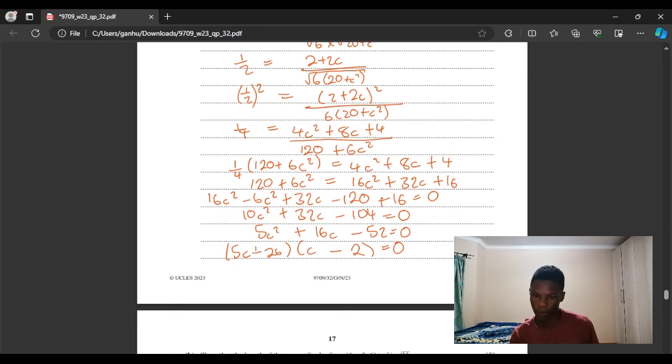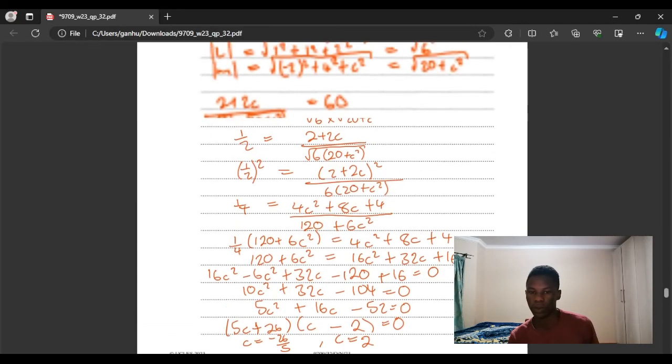This is minus positive, so let's just check that's correct. 5c times negative 2 gives us negative 10c, then 26c minus 10c gives us 16. If you multiply these two numbers, 26 and negative 2, you get negative 54. Okay, so c is either equal to negative 26 over 5 or c is equal to 2.